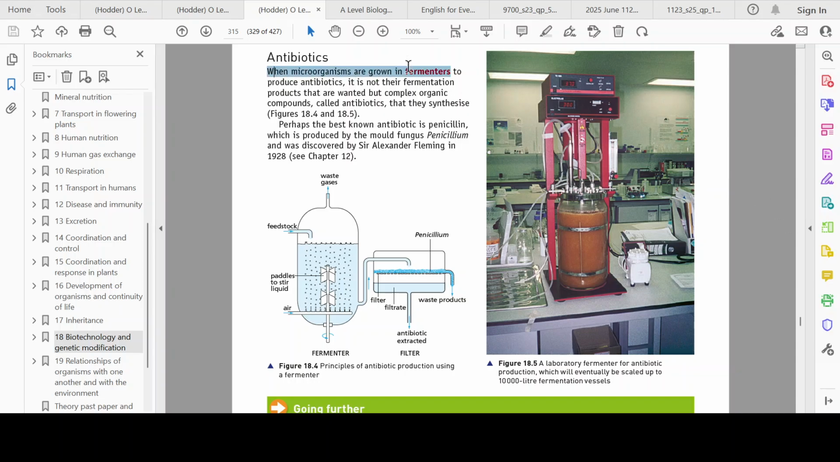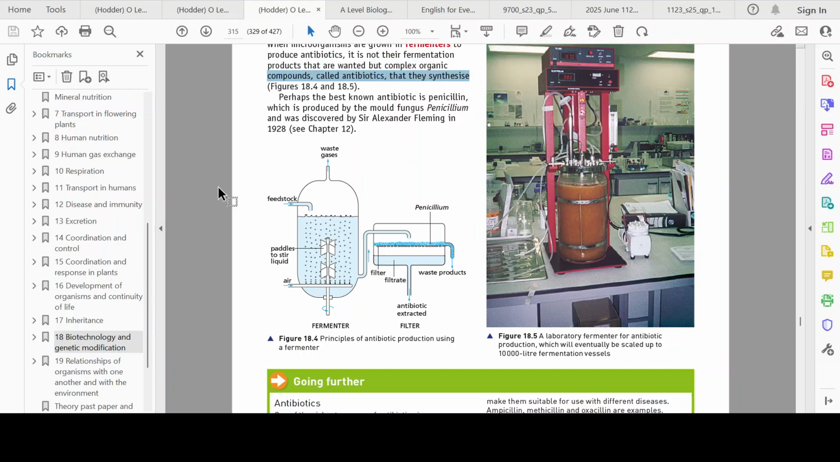Alright, so when microorganisms are grown in fermenters to produce antibiotics, it is not their fermentation products that are needed, but complex organic compounds called antibiotics that they synthesize.